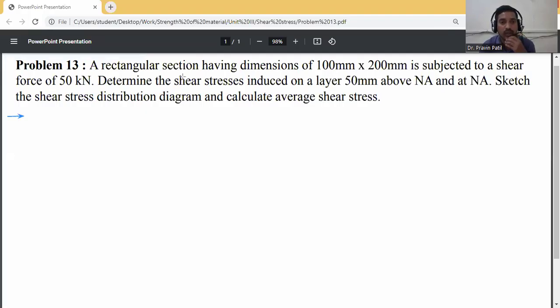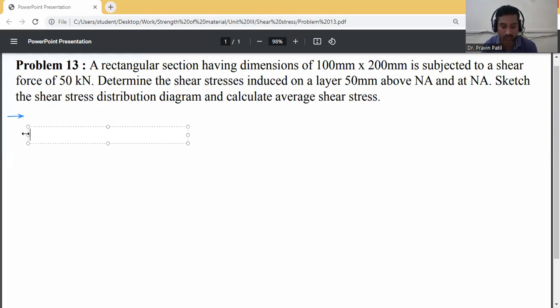Okay, so problem. A rectangular section having dimensions of 100 mm by 200 mm is subjected to a shear force of 50 kN. Determine the shear stress induced on a layer of 50 mm above the neutral axis and at the neutral axis. Sketch the shear stress distribution diagram and calculate the average shear stress. So first of all, write down the given data.